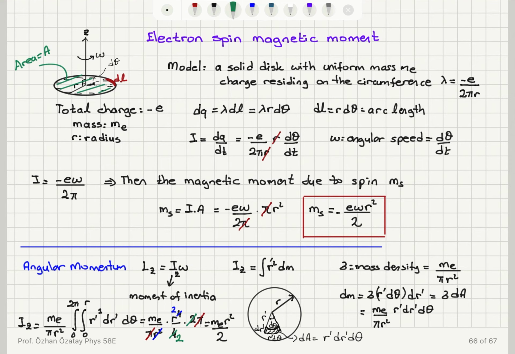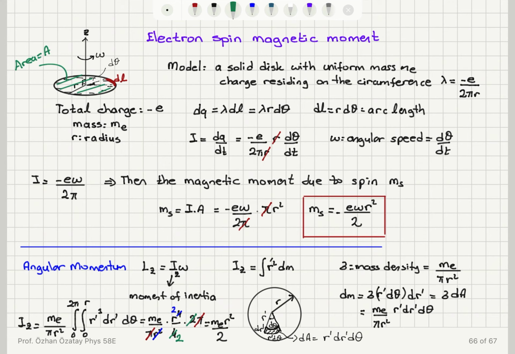The angular speed is d theta/dt, which is omega. So the current is minus e omega over 2 pi, and the magnetic moment is current times the area, which is minus e omega over 2 pi times pi r squared. That gives us minus e omega r squared over 2.